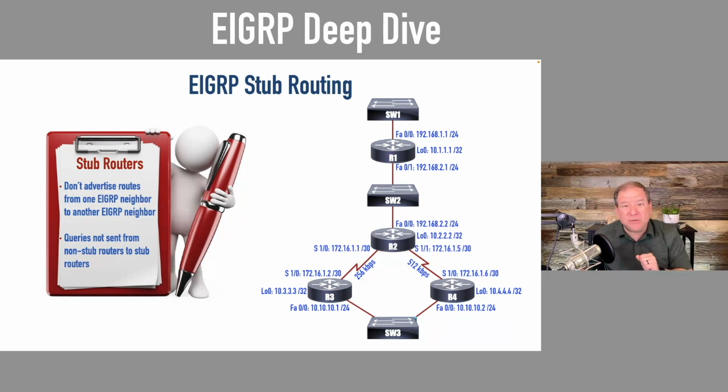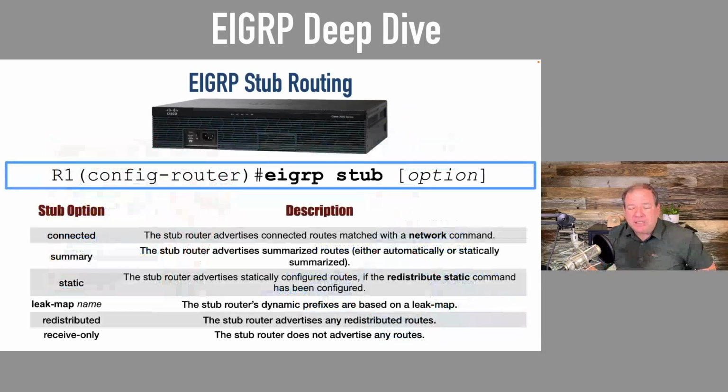Now, I've had students in some of these courses say, oh yeah, R3 and R4, they could be stub routers. Not really, because R3 connects to R4 and vice versa. They do have an adjacency beyond themselves. So those would not be good candidates for stub routing. And this is going to help confine the scope of how far those queries go out through the network. So let's see how we might set that up.